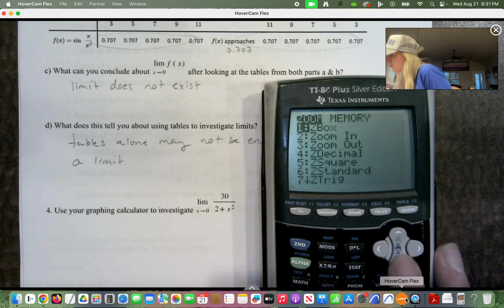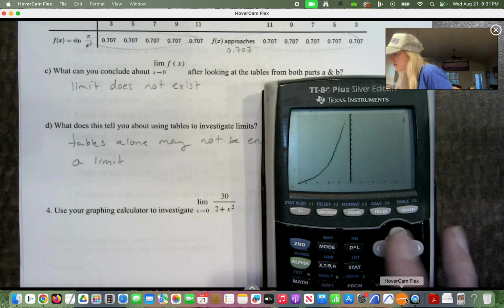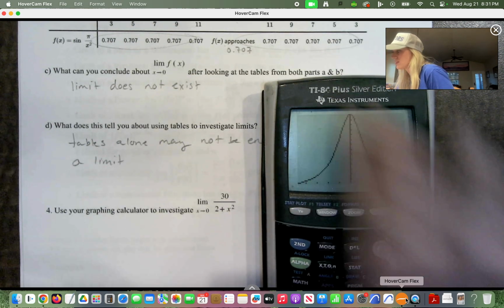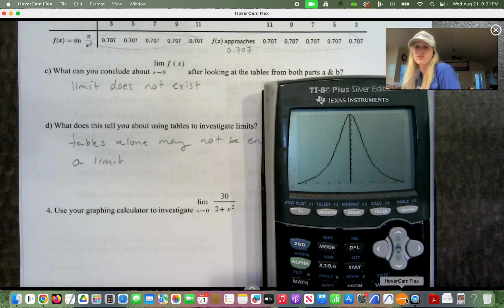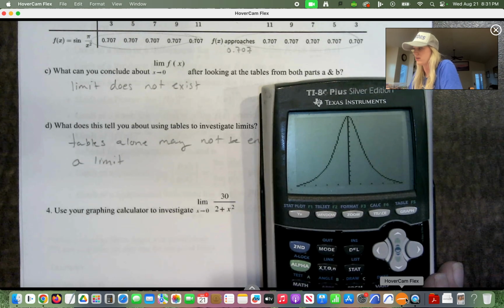And again, that zoom fit, I can kind of check that out as well and see actually that y value there. And looks like it is approaching 15. So that's where we want to make sure that we look at the whole graph and not just assume based on our given window.